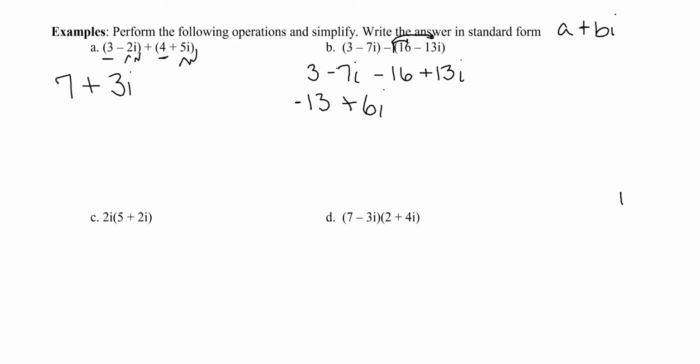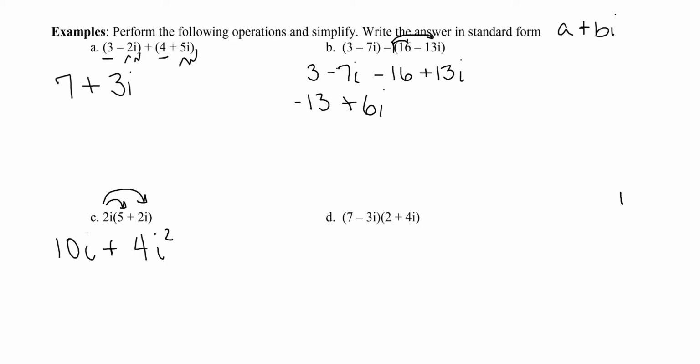For C, we are multiplying 2i times the binomial 5 plus 2i. We are going to do our distributive property here. So we're going to multiply the 2i times both terms on the inside. 2i times 5 will give me 10i plus 2i times 2i. When we multiply our i's, it becomes i squared. 2 times 2 is 4, so I have 4i squared.